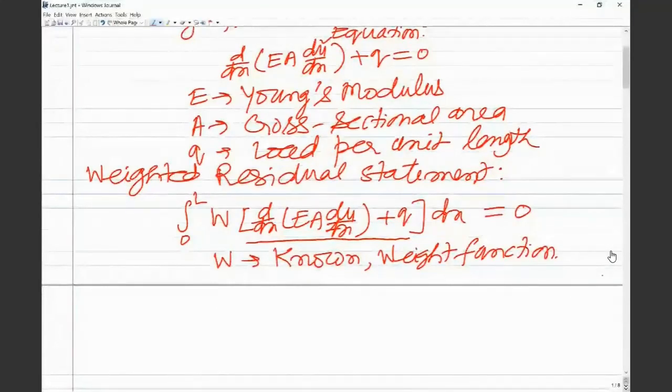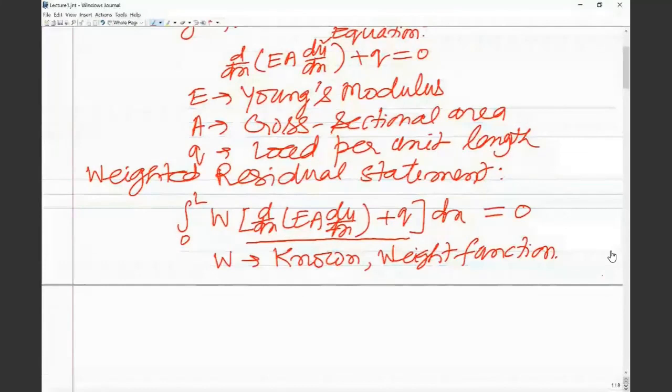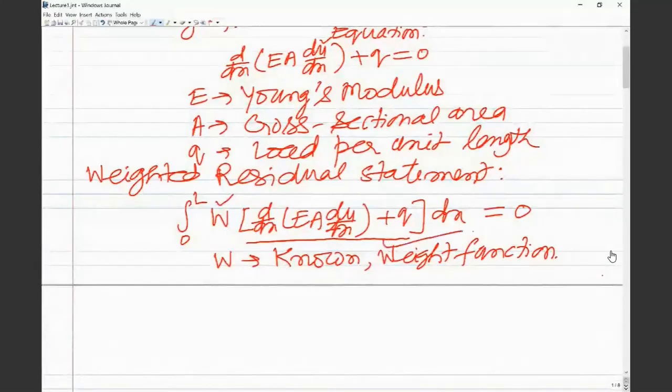So the important steps you will notice: we have a differential equation. We transfer all the terms of the differential equation to the left hand side, and whatever we have, because we are substituting an approximate solution in that, is not going to be 0, so we call that the residual, multiplied by the weight function w, and then integrate it over the entire domain. Whatever we get, the resulting expression is known as the weighted residual statement, and this term is the residual.